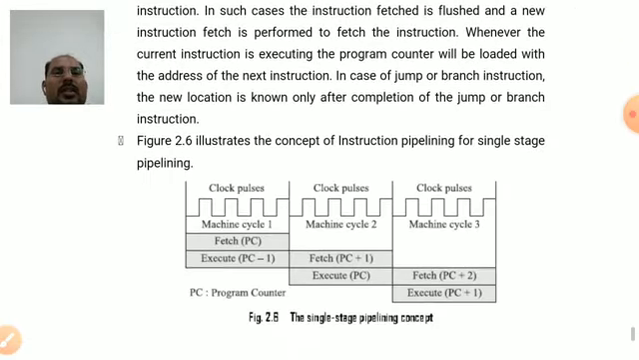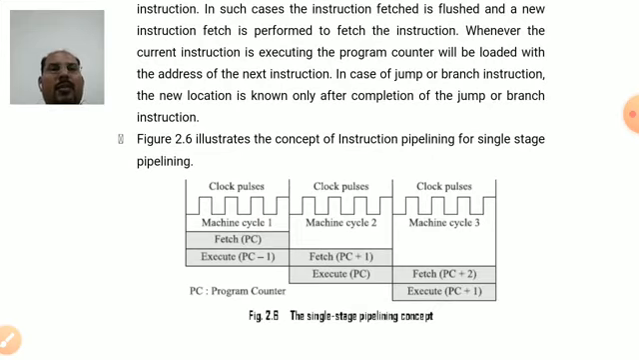Look at the diagram. Here it is shown fetch PC, execute PC minus 1. PC is the program counter. When the instruction pointed to by PC minus 1 is executing, the instruction pointed to by PC will be fetched. That is in the first machine cycle. Look at the second machine cycle. When the PC minus 1 instruction is getting executed, the PC plus 1 instruction is fetching. This is in machine cycle 2.